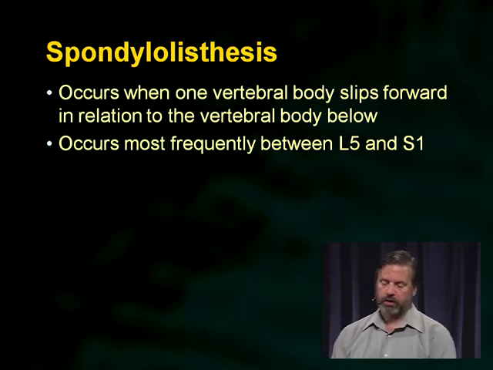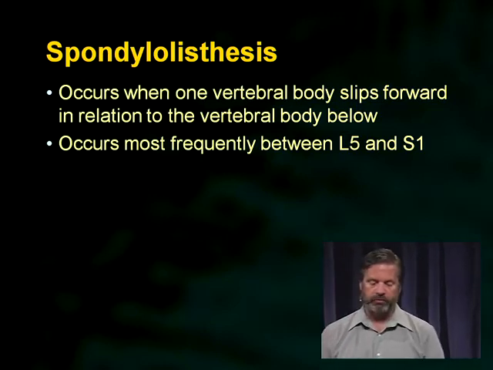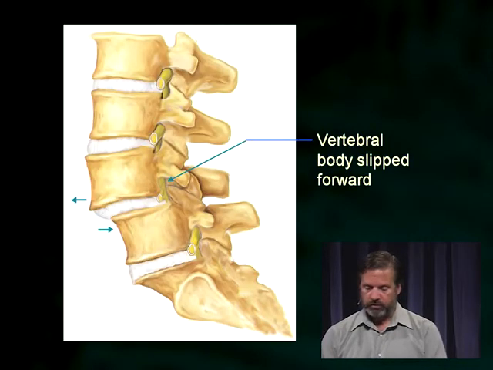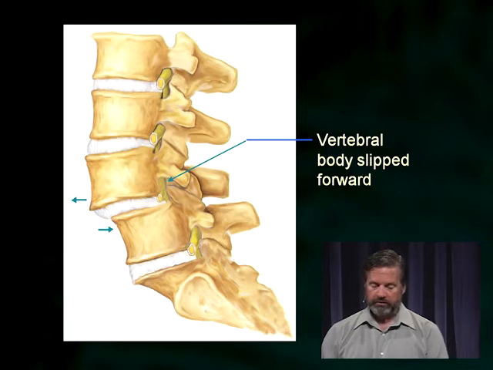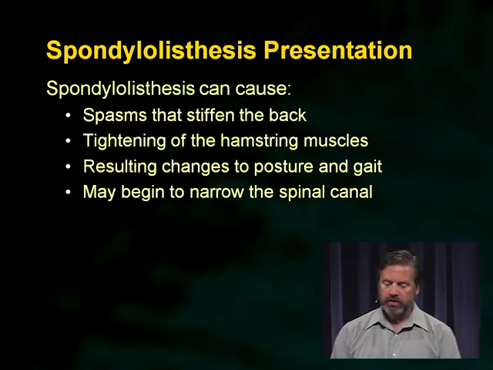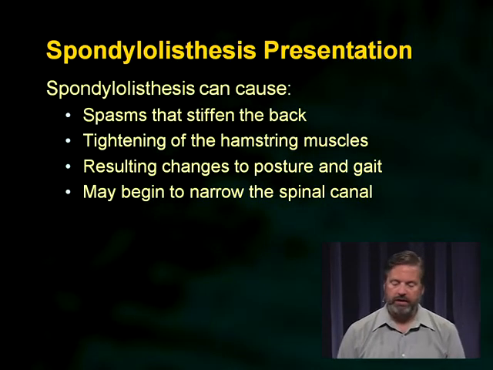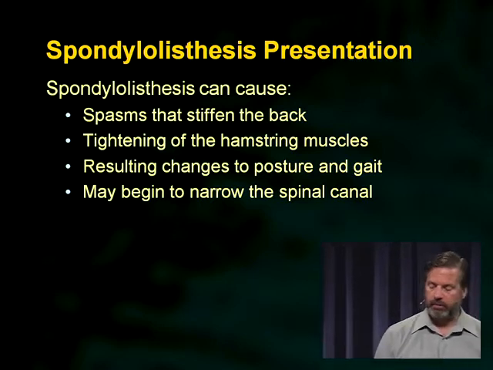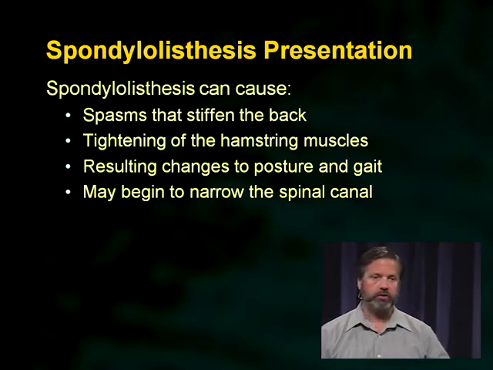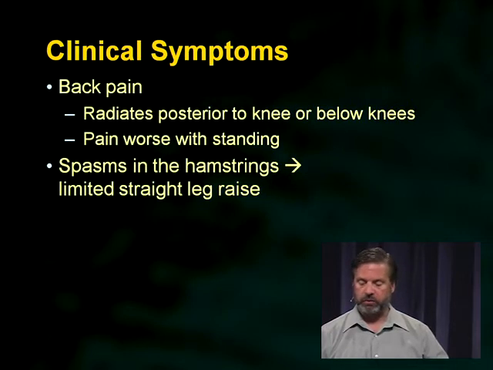Spondylolisthesis, on the other hand, occurs when one vertebral body slips forward in relation to the one below. So it's a simple movement, usually between L5 and S1. And here's a schematic of that, so you can see the vertebrae slips on top of the other. And this can cause spasms that stiffen the back, some tightening of the hamstrings, changes in posture, and it will start to narrow the spinal cord if it progresses or gets more severe.